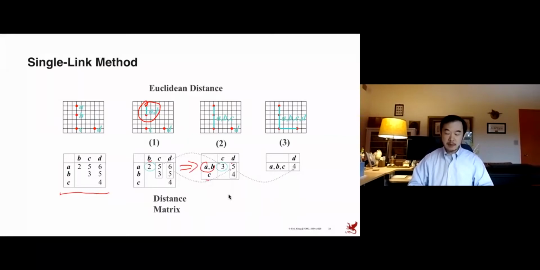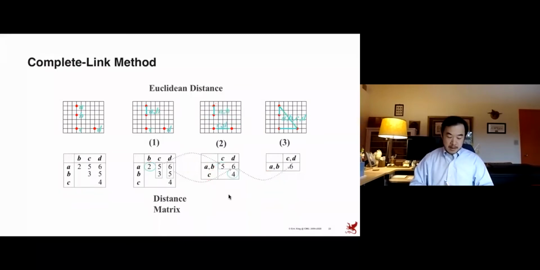Now, how do you merge them? The single link says that you measure the distance between this AB cluster and C just by looking at the distance of this point and that point. Also you look at the data point of this one and that one. Maybe this one is closer. Therefore, you group A, B, and C together. That's basically what is achieved by a single link.